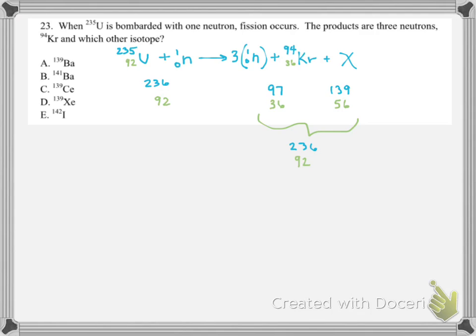Okay, and then we just get our periodic table out to see which element is atomic number 56. And that is gallium. I'm sorry, that is barium. Mixed up my letters. Okay. So the answer here is A.